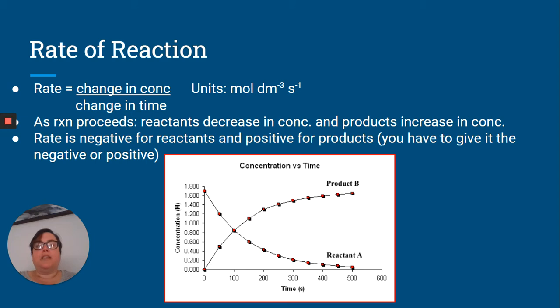Now, when you do your change in concentration divided by change in time, you might not get a negative value. You have to put that negative there, showing that it's decreasing at that rate, or a positive sign to show that it's increasing at that rate.